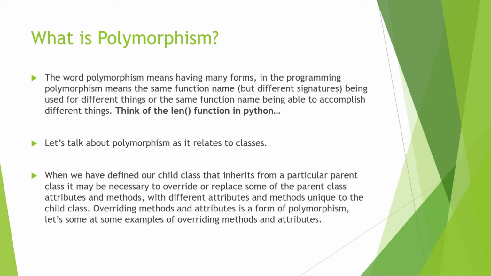So the len function in Python is a form of polymorphism, because think about it. When we call the len function on a string, it tells us how many characters are in the string. When we call the len function on a tuple, it tells us how many items are in the tuple. And when we call the len function on a dictionary, it tells us how many items are in the dictionary, or how many key value pairs are in the dictionary basically.